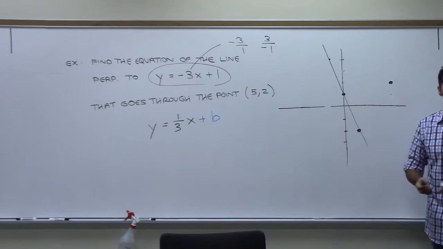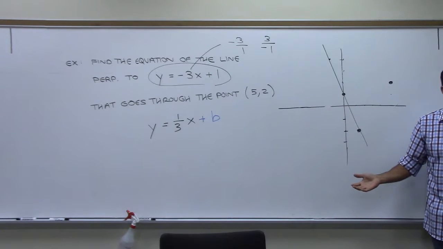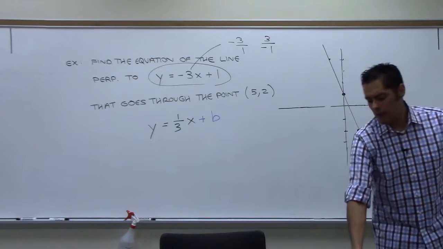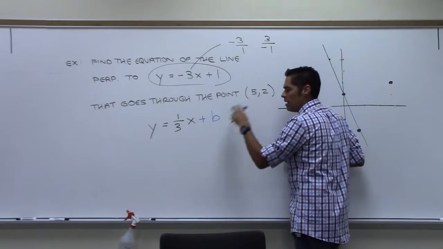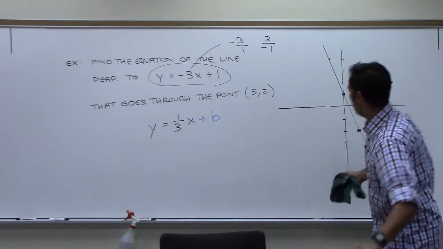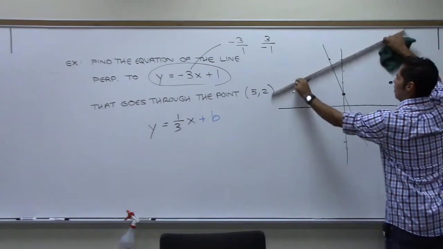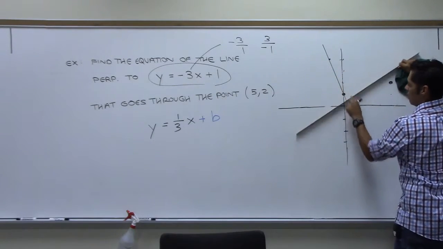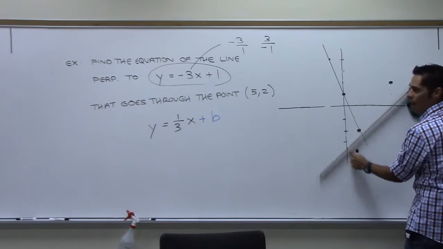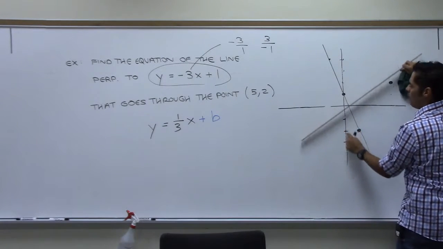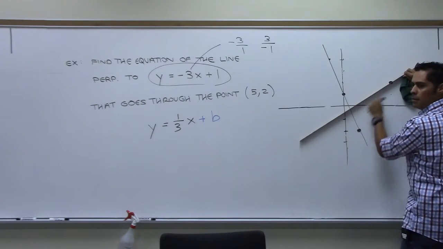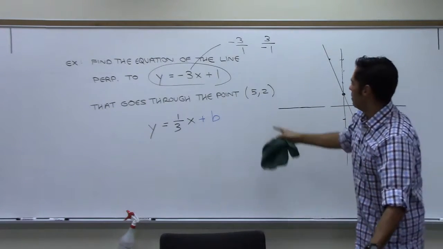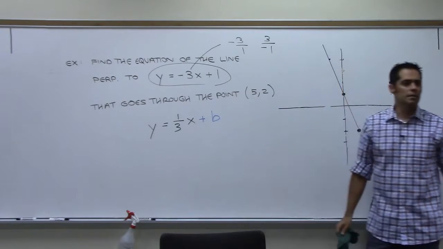If I knew what b was, I'd be done. Agreed? Okay, so now we need to somehow use this point to tell us what b is. Because it's kind of like we know what the slope is. We just don't know where it's going to hit the y-axis, right? If I could figure out where it hits the y-axis, then I could figure out exactly where that is. So we're going to use this point right here to find b.